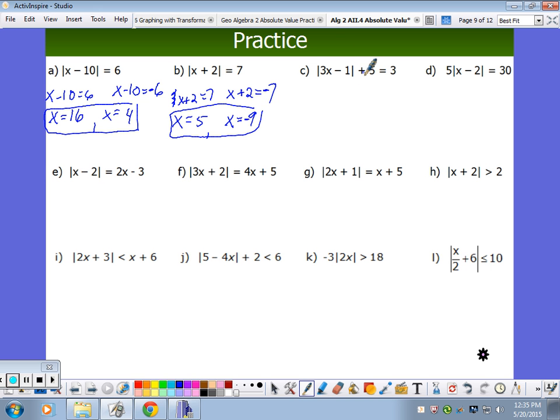This one here, you always want to have the absolute value expression by itself. So I'm going to move that to the other side. So the absolute value of 3x minus 1 equals, let's see, 3 minus 5 is negative 2. All right, what's my next step? What did you say? Why is that no solution? Will my absolute value ever be negative? Oh, she just saved us all kinds of time, didn't she? Nice job there.